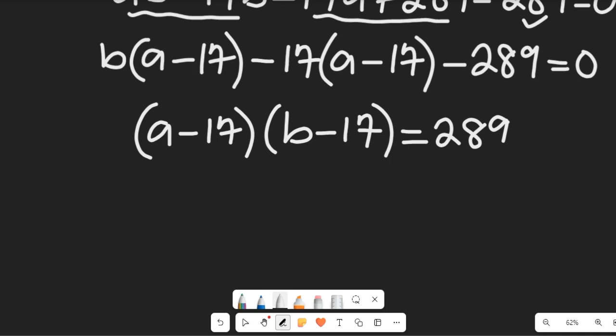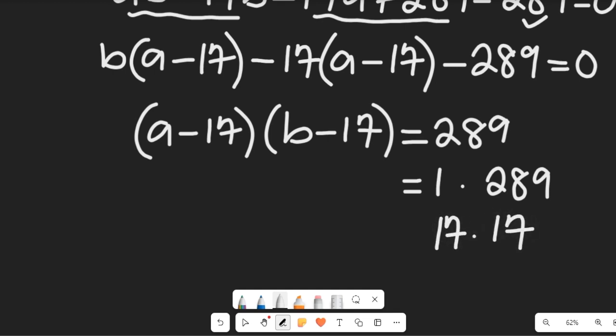Great. So having gotten this expression, this forms the basis of our simplification. Now 289 can give us some expressions. 1 multiplied by 289 can give us 289 in one case, right? I can still have 17 multiplying 17 can still give us 289. I can still have my 289 multiplying 1, that can still give us 289.